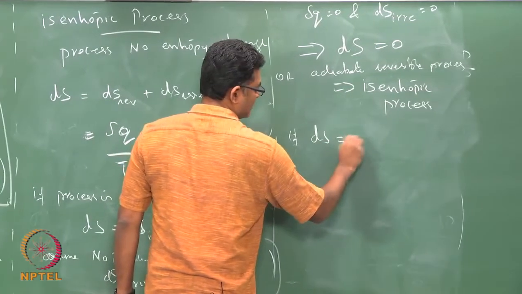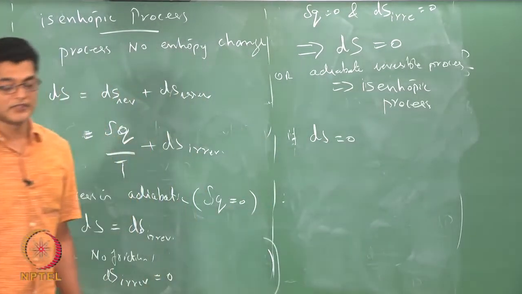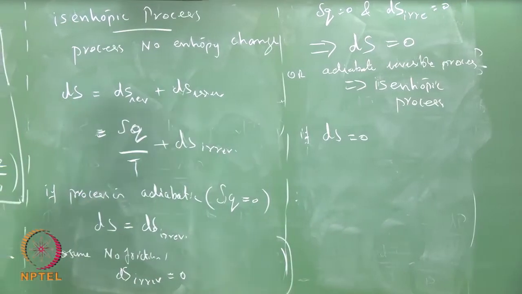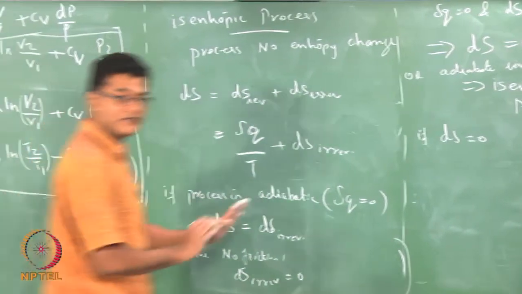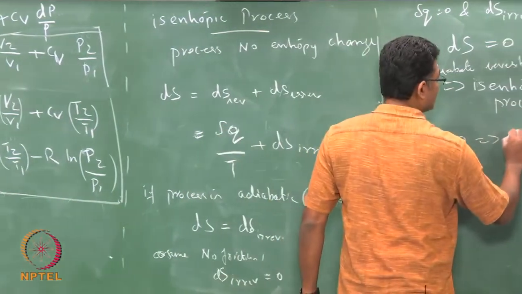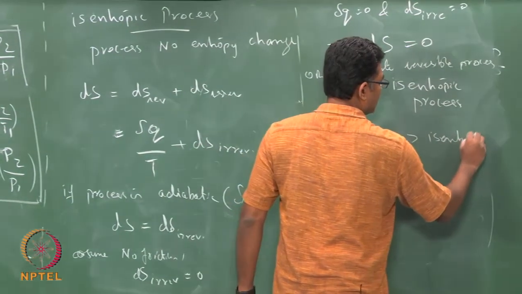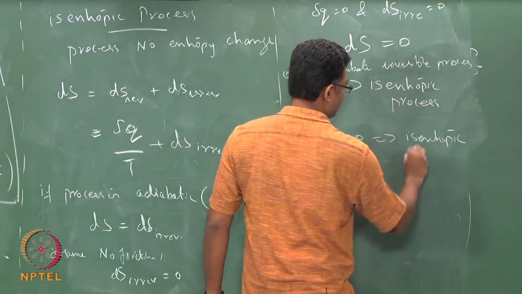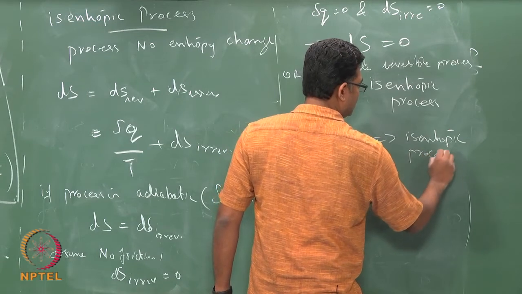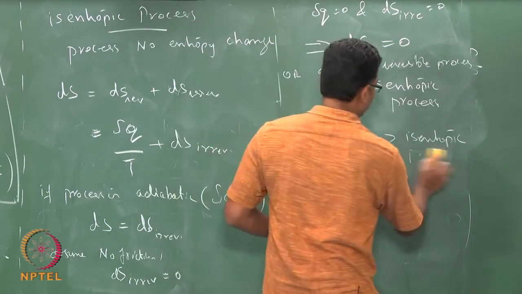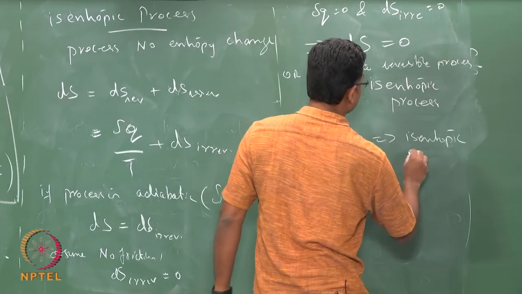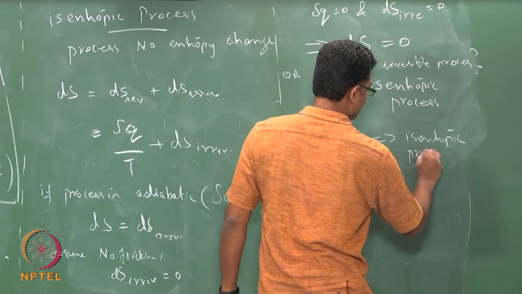If ds is 0 somehow, whether it is adiabatic or irreversible, if ds is 0, then it is a more general way of defining an isentropic process. What you should remember here is all adiabatic reversible processes are isentropic processes, but the converse is not true.